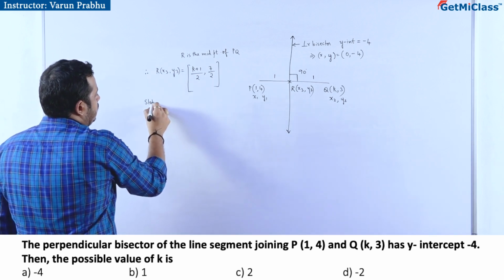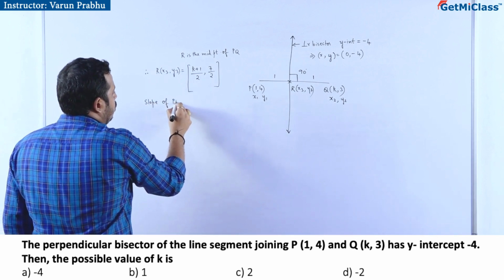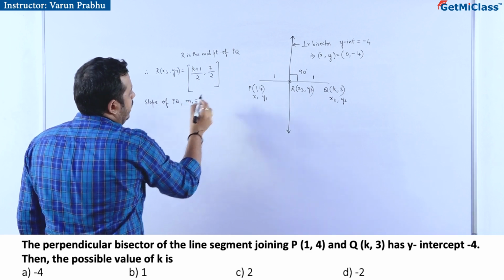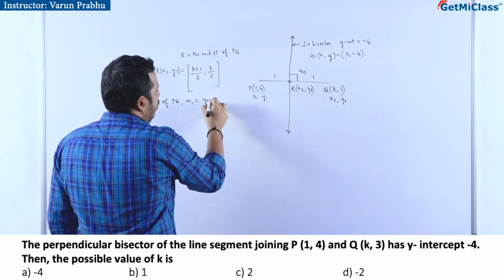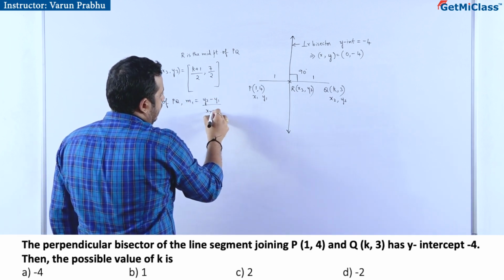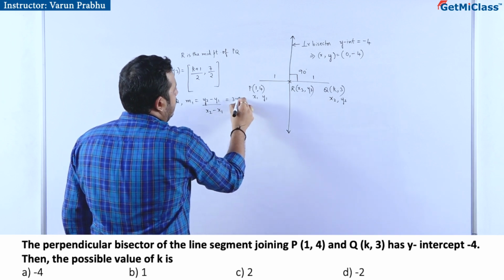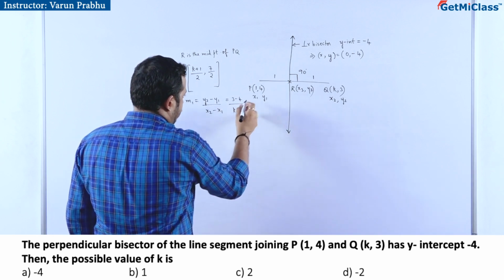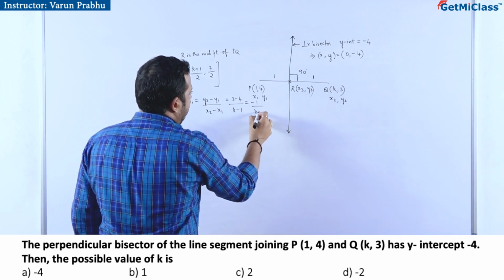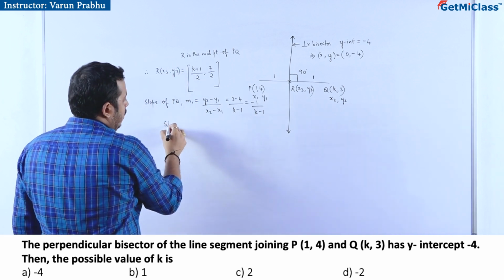Now you calculate what is the slope of PQ. If I call that slope of PQ m1, that is nothing but y2 minus y1 divided by x2 minus x1, which is nothing but 3 minus 4 divided by k minus 1, that is minus 1 divided by k minus 1.